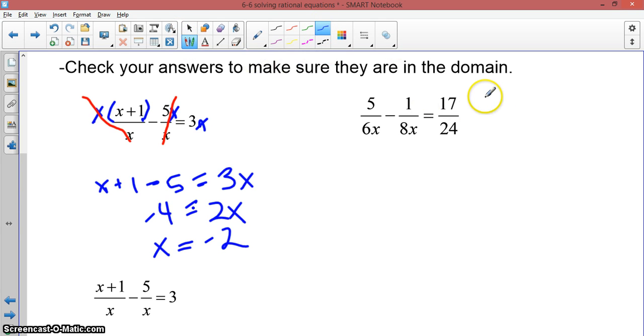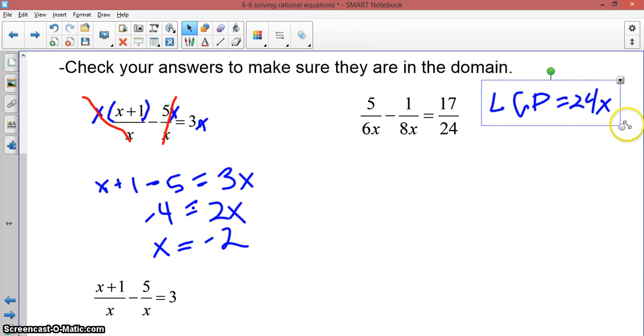Alright, the LCD is 24. Now it's not 24 by itself. You also have factors of x, so you have your 24x. And remember, it might be helpful to think of the LCD as the simplest thing that will cancel out all the denominators. Alright? The least common denominator.